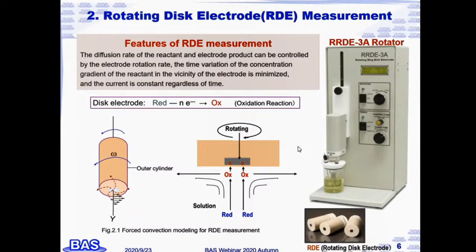An electrode rotating in solution may control the thickness of the diffusion layer near the electrode surface by forced convection. The higher the rotation speed, the faster the convection of the solution, and as a result, the diffusion layer becomes thinner and the diffusion speed increases. That is, the diffusion speed of a reactant and the products can be controlled by the electrode rotation rate.